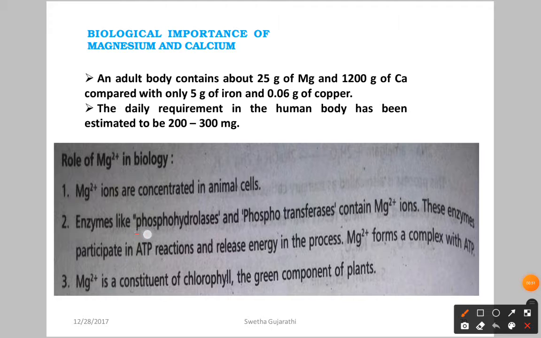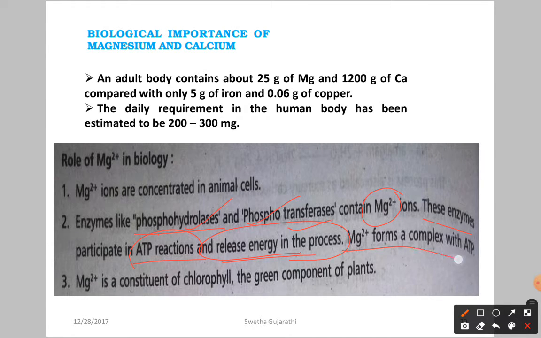Next we have enzymes like phosphohydrolase and phosphotransferase. These enzymes also have the Mg+2 ion. These enzymes participate in ATP reactions, which is the energy releasing process, and they release energy. So for phosphohydrolase and phosphotransferase we have the ion Mg+2.